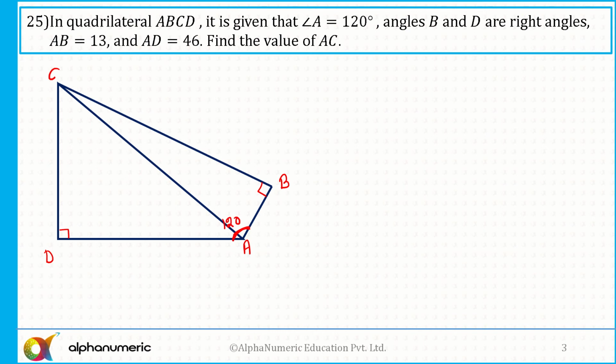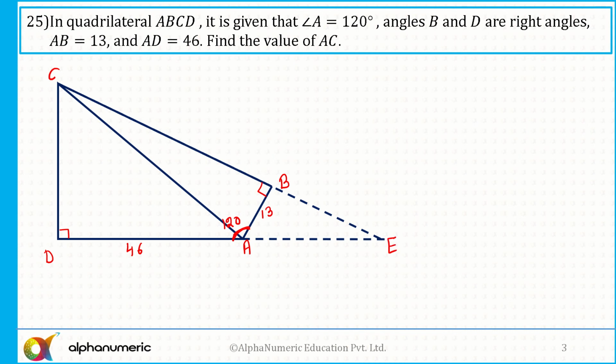Now, AB is equal to 13, so the length of AB is 13, and AD is equal to 46, so I can mark AD as 46. So how to solve this? Always remember, how do we get a quadrilateral? From a triangle, if you cut one corner of a triangle, you'll always get a quadrilateral. So whenever you extend the sides of a quadrilateral, you'll always get a triangle. If I extend the sides like this, we will get one triangle. Let me mark this point as E.